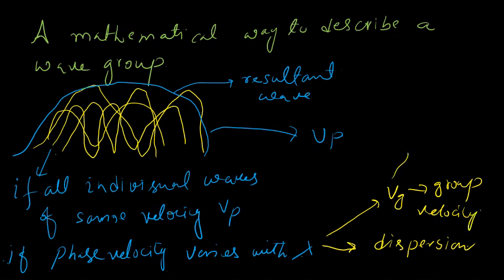Group velocity: when the phase velocity varies with lambda, the resultant of these waves has the velocity Vg, which is called the group velocity. If all individual waves are of the same velocity Vp, then the group velocity will also be the same as the phase velocity. The second case, in which the phase velocity varies with lambda, is the case with the de Broglie wave. The waves associated with a moving body also have a phase velocity that varies with the wavelength. So their velocity is the group velocity, not the phase velocity, because the velocities of the different waves within the group vary with lambda in the case of de Broglie waves.